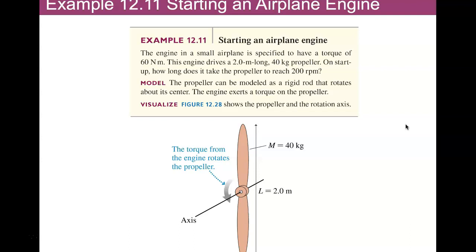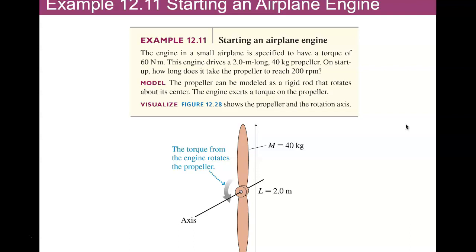So we know the torque applied by the engine, close to the axis, at the center of this rod or this propeller, which, as the model says, we can approximate by a rigid uniform rod. We know the torque, we know the length, we know the mass, and the question is, how long does it take the propeller to reach 200 RPM, rounds per minute?